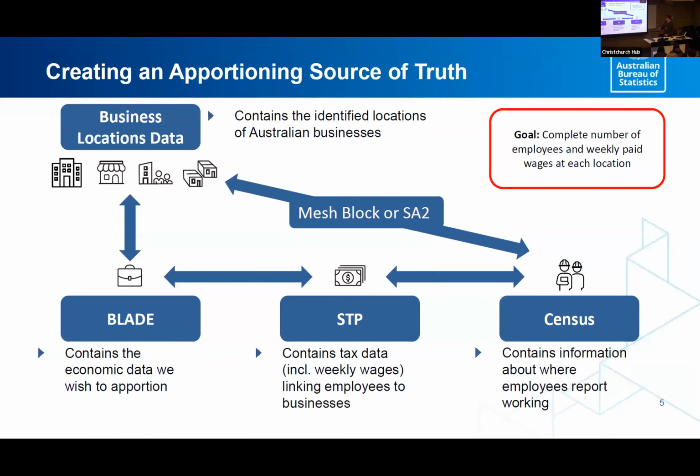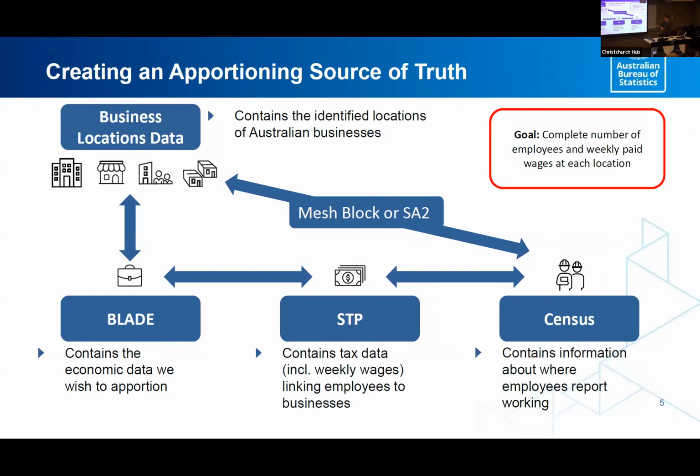So our goal is to have a complete number of employees and their weekly paid wages at each location. Hopefully this serves as a good proxy for the economic activity in those regions. We use Blade in the bottom left there, which contains the economic data that we wish to apportion. There's the business locations data, which has all the locations of the businesses. Then we join it with STP data. So that has our tax data with our weekly wages. And it also provides a way of linking census respondents to a particular business.